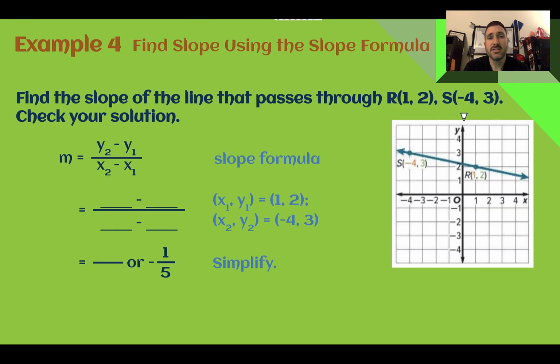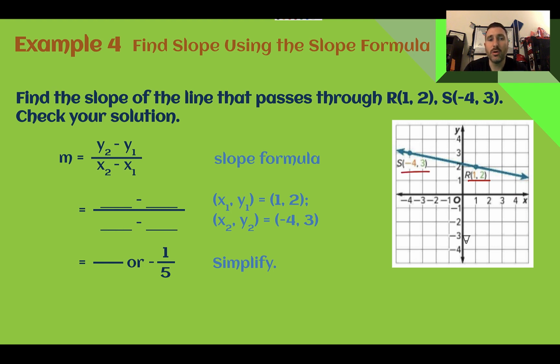Example 4. Find the slope using the slope formula. Find the slope of the line that passes through R, which is at 1, 2, and S, which is at -4, 3. Check your solution. So given our slope formula, m, which is the slope, is y2 minus y1 divided by x2 minus x1. We're just subtracting the coordinates. Let's say that the first point we are given was x1, y1. So here's my x1, y1, and S is going to be x2, y2.